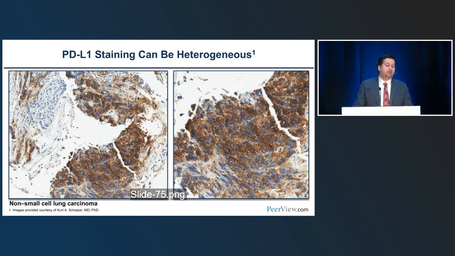Finally, PD-L1, as I mentioned, can be heterogeneous. This is an example of a lung carcinoma where you can see an area of carcinoma that is dead negative for PD-L1, and next door is a highly positive area. In this case, we just have to integrate the scoring.